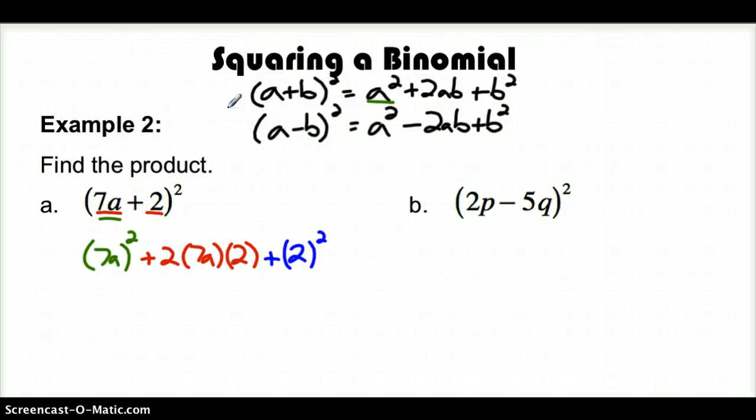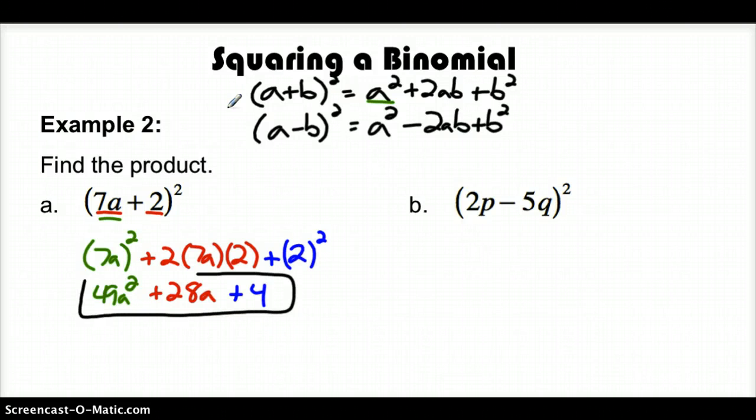Okay? Now when I simplify everything, 7 squared a squared, that will give me 49a squared. I then get 2 times 7 times 2 is going to give me, let's see, 14 times 2 is 28, so plus 28a. And then finally, my 2 squared is just going to give me a 4, so plus 4, and that again is my final answer. Okay? So hopefully at this point this stuff's getting a little bit easier, but let's just look at one final example here. Okay? So again, my 2p is my a term here, so I'm going to write 2p squared.